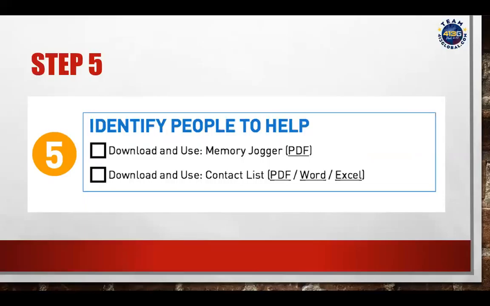Step 5, identify the people that you're going to be working with. You can download memory joggers. They're available in the back office. Also a contact list. You can download that and start writing down the names of people that you want to help. Ideally, I would like for you to start with a list from, I would say, 30 to 50 people that you put on the list. Do not prejudge them. Don't think in your head, oh, this person won't do it, that person will do it. Don't prejudge nobody. Let them make that decision. So just put the names down.